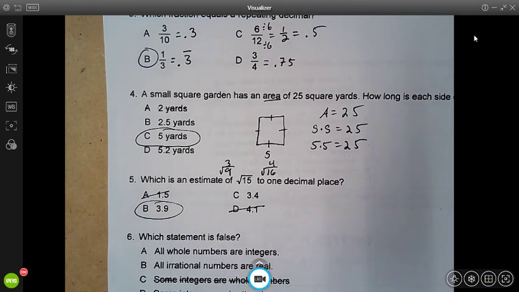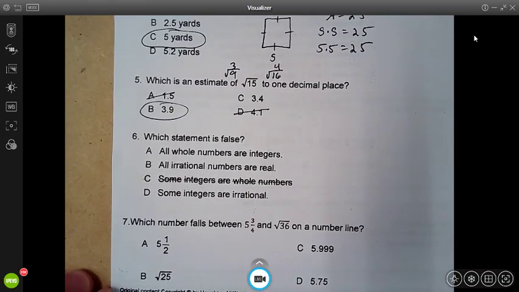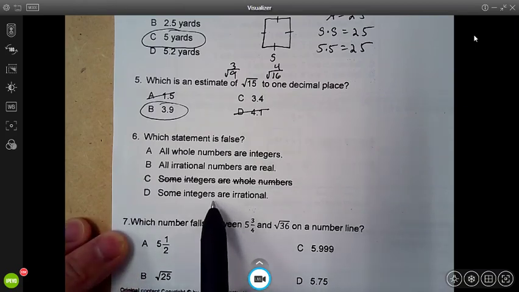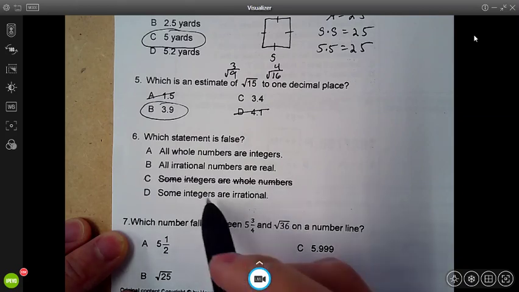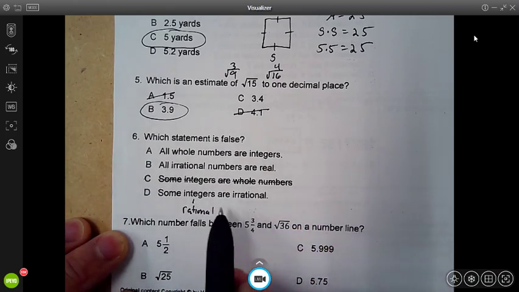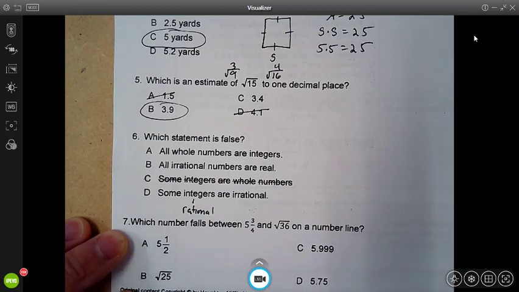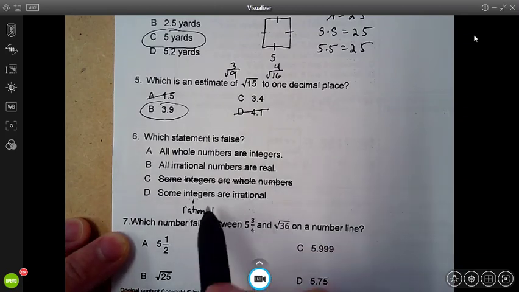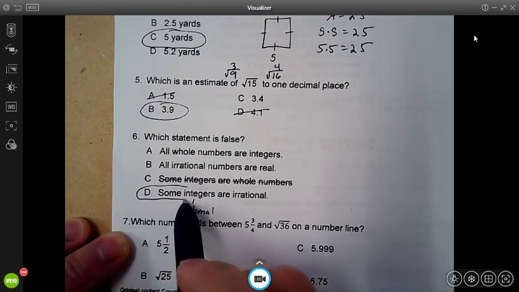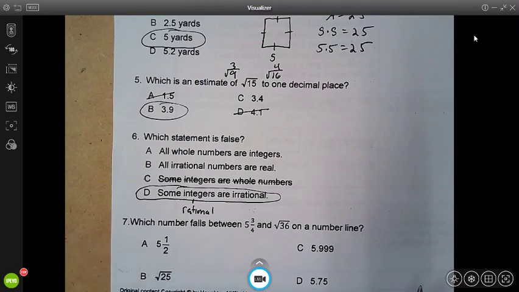Okay. For number 6, which statement is false? The one here that you want to choose is that some integers are irrational. Integers are all rational numbers. Rational and irrational numbers can't overlap. So this would be the false one. Some integers are irrational. Integers can never be irrational. Integers are rational.